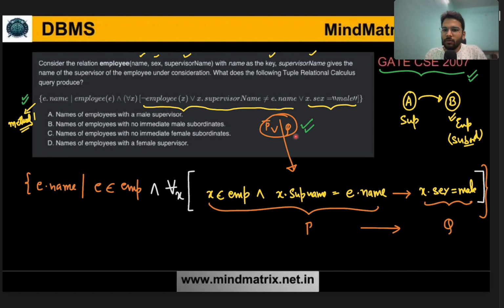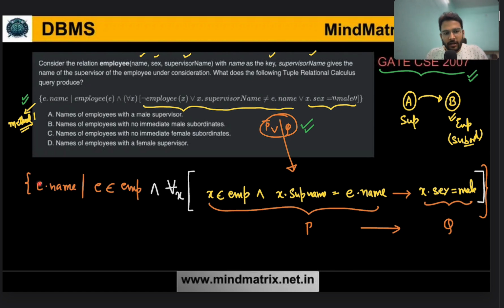Not of P or Q, you won't be able to understand. You won't be able to make a meaning out of it. But if you see this one, what it says now: E dot name, you want to find that employee name, followed by E belongs to employee. Okay, that is fine. And for all X, X also belongs to employee, and X dot supervisor name is equal to E dot name. If this is the scenario, then X dot sex is equal to male.